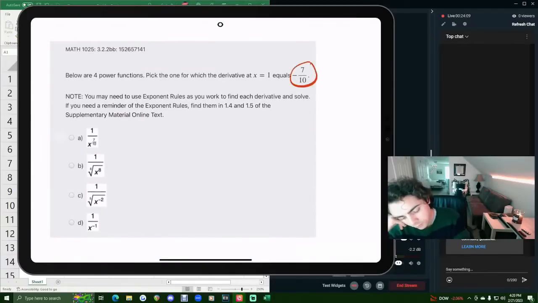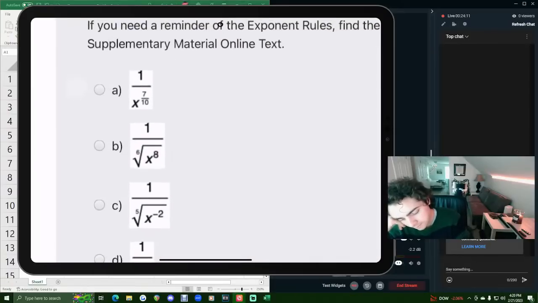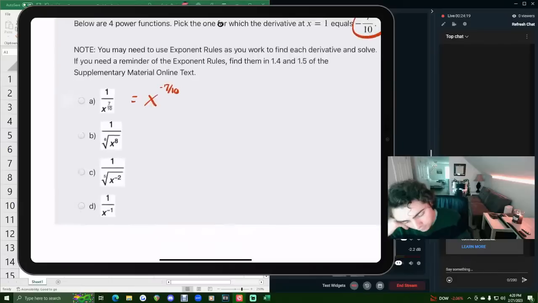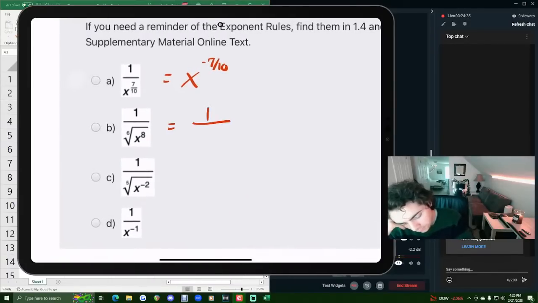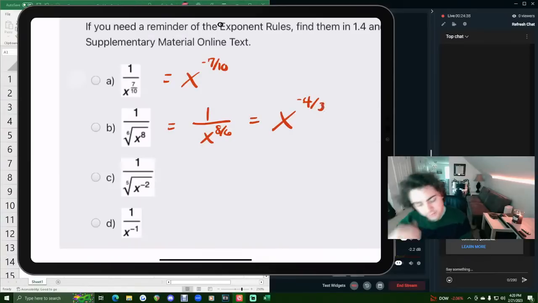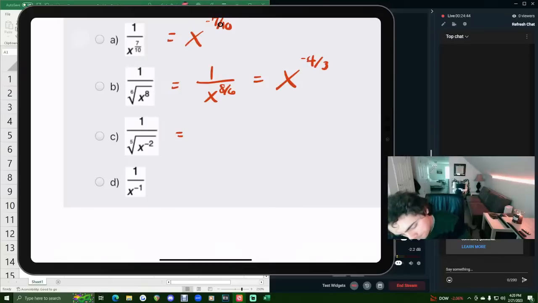Rewriting all of these, we're looking for the one that has an a value of negative 7/10. So this first one, if we rewrite it, bringing the term out of the denominator, we get x to the negative 7/10. So a will be our answer, but let's demonstrate the rest. On the bottom here, we can rewrite this as x to the 8/6, which is equivalent to 4/3. But we can bring that term out of the denominator as well and call it x to the negative 4/3.